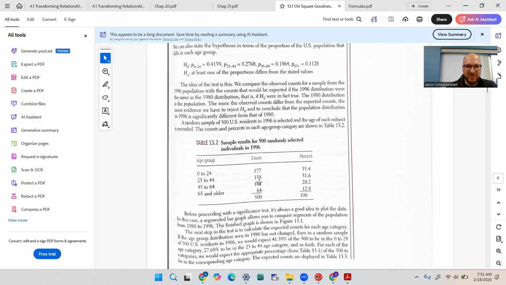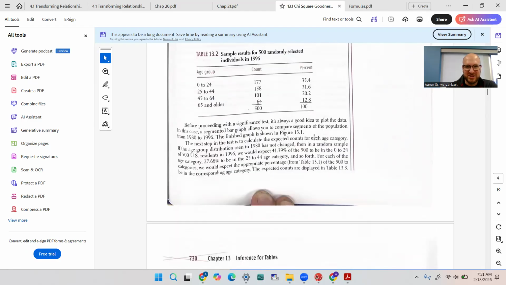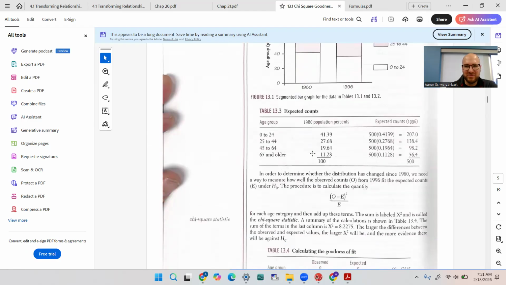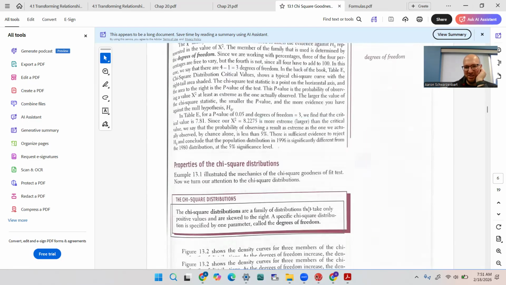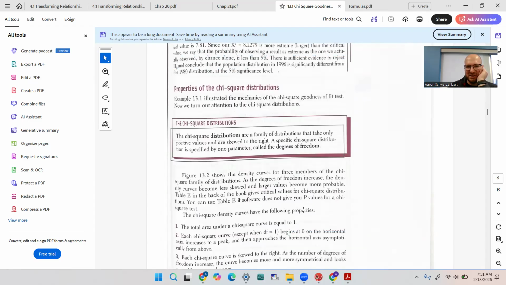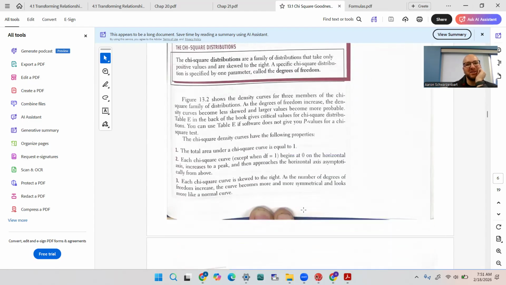And if we look at these percentages, these values are kind of different. Okay. And they are different enough to be significant, not just chance variation. That's the key thing here.